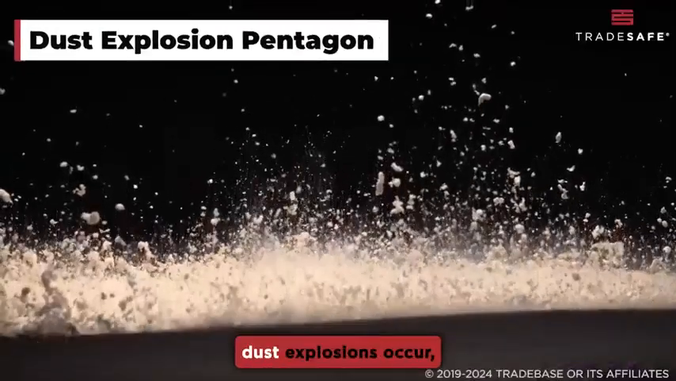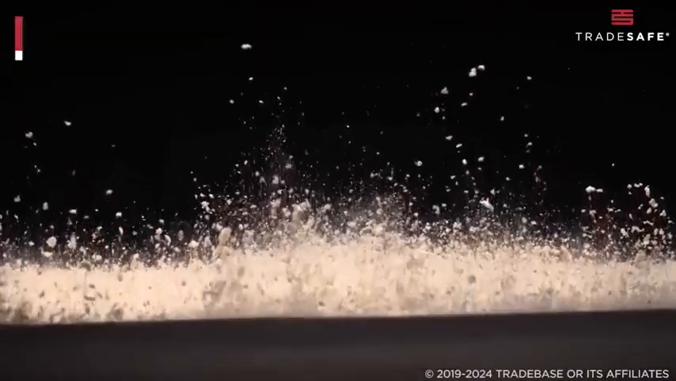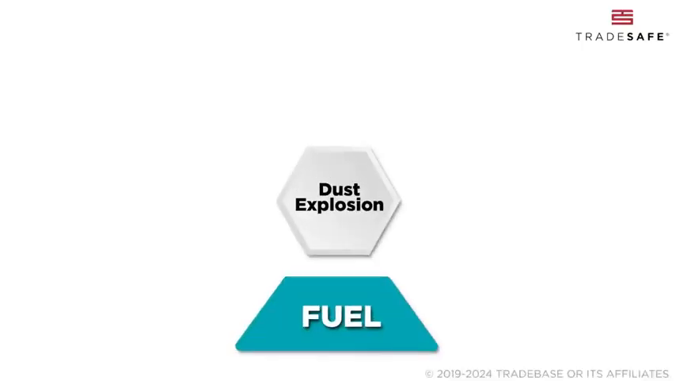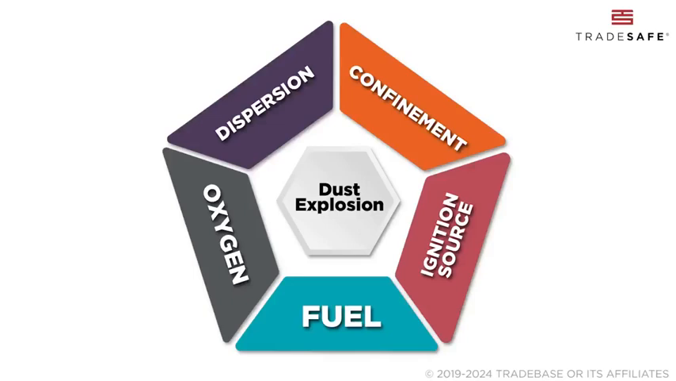To understand how dust explosions occur, we need to look at the dust explosion pentagon. This includes 5 elements: fuel, oxygen, dispersion, confinement, and an ignition source. Let's break these down one by one.